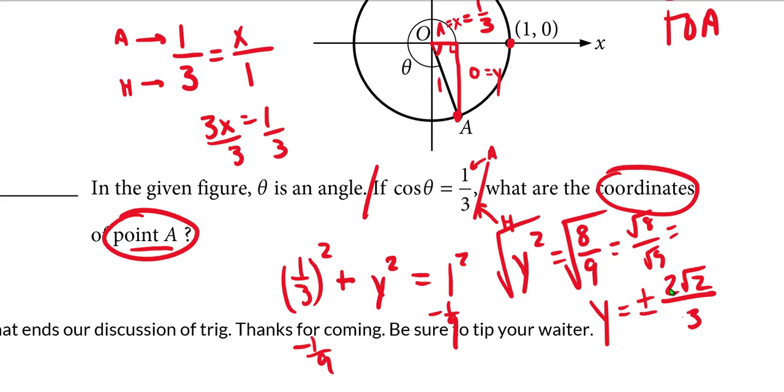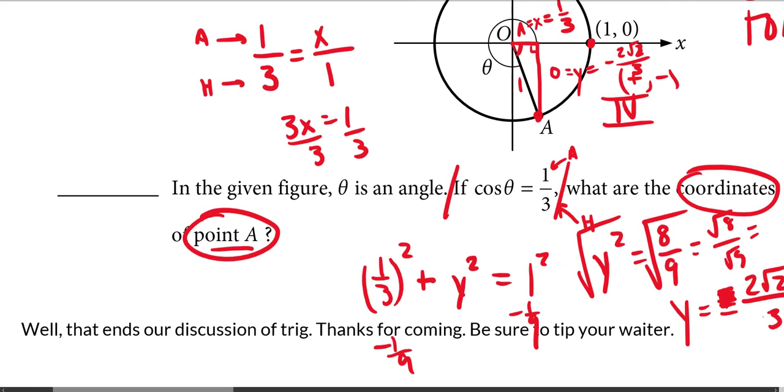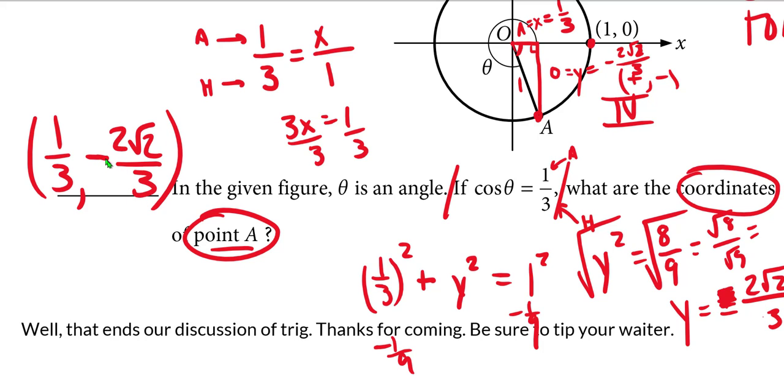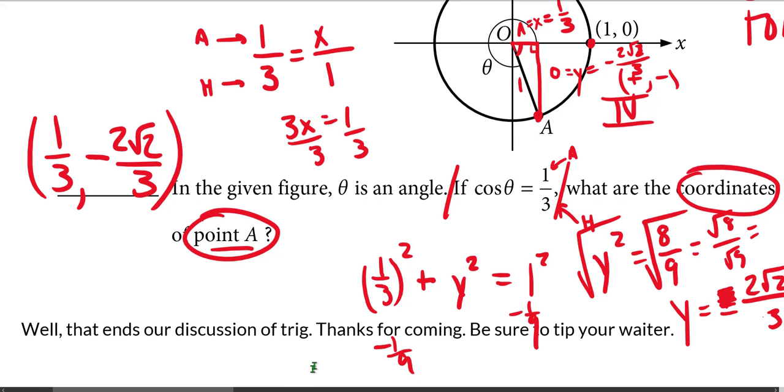So I have plus or minus 2 root 2 over 3, but remember I'm in my fourth quadrant here, which means the positive value is irrelevant. I know I need the negative value. The y coordinate there is going to be negative 2 root 2 over 3, which means the coordinates of point A are 1/3, that was my x value, comma, negative 2 root 2 over 3. Those are the coordinates of point A, and I am done.